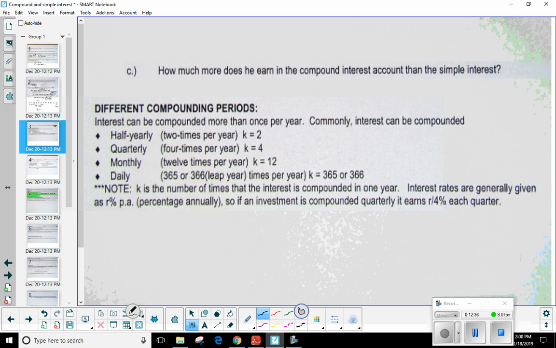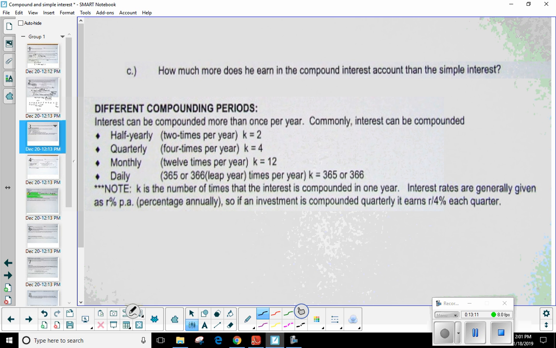All right, so now let's go ahead and look at different compounding periods. Interest can be compounded more than once a year. These are just things you'll want to commit to memory. If it's half yearly, that's 2 times a year. It might also be written as biannually. Quarterly is 4 times a year, so that means every how many months? Every 3 months, because it's 4 times a year.